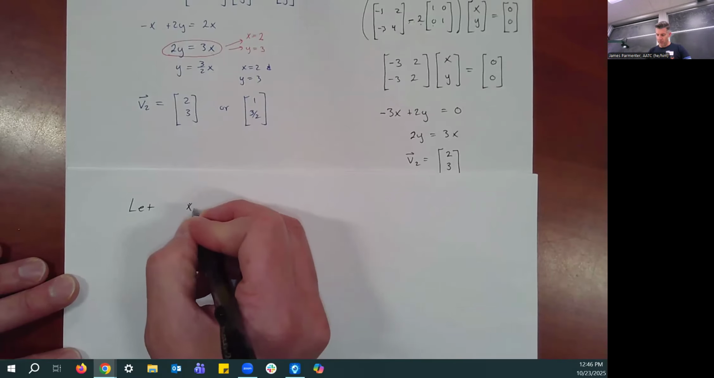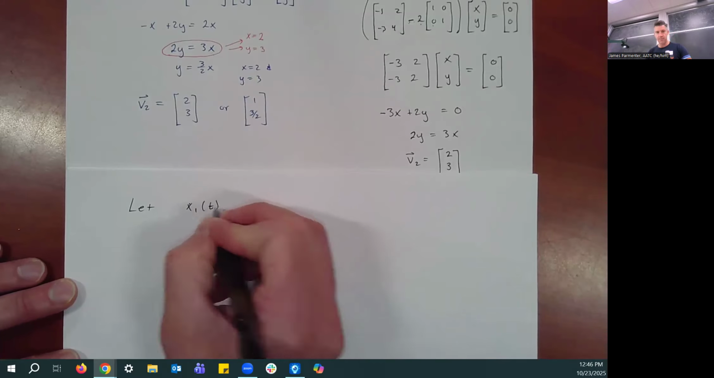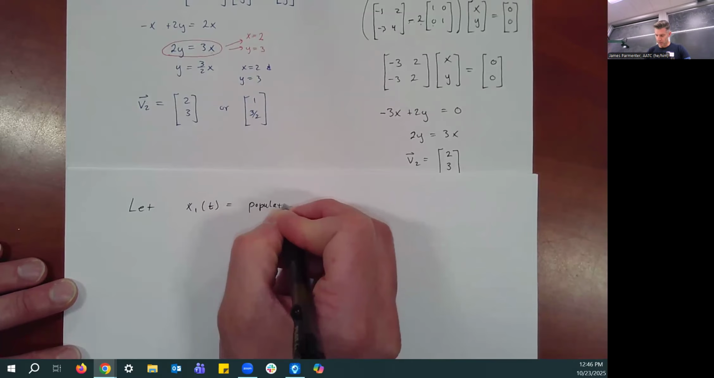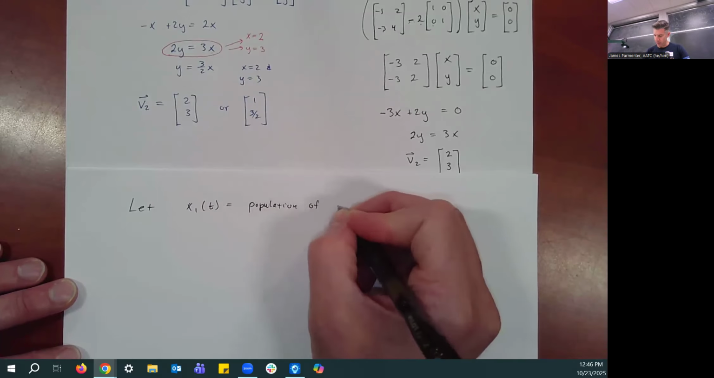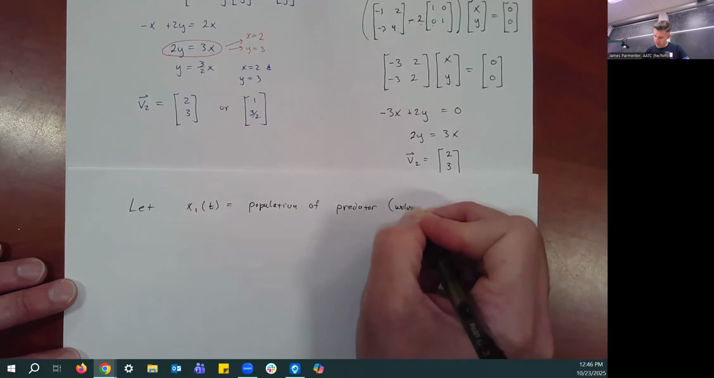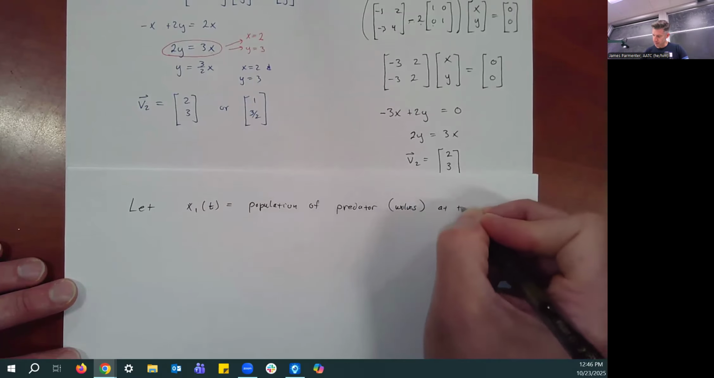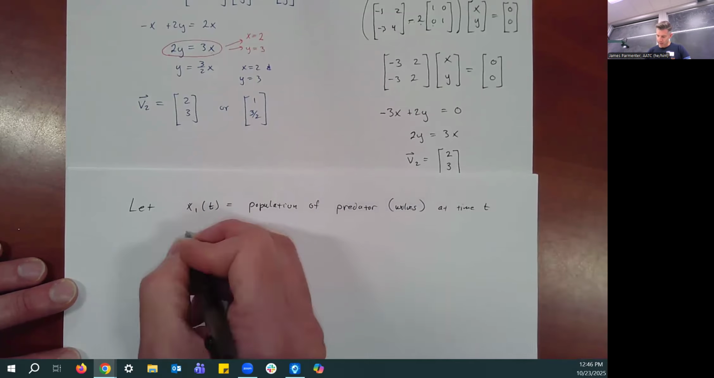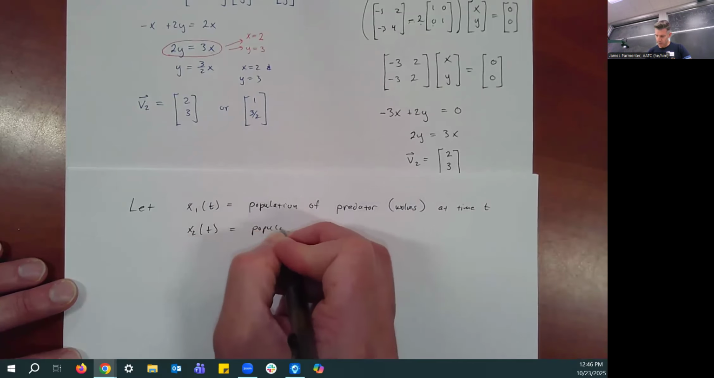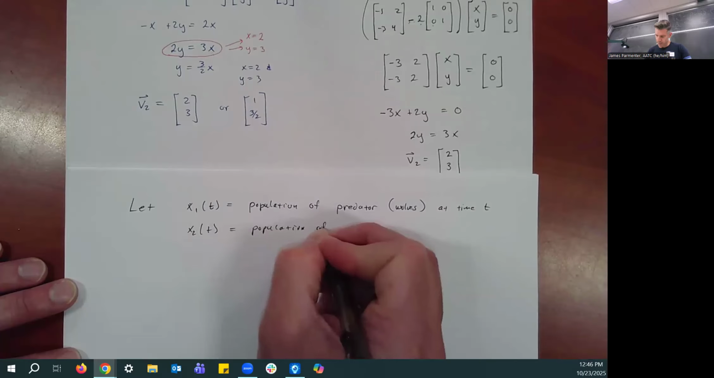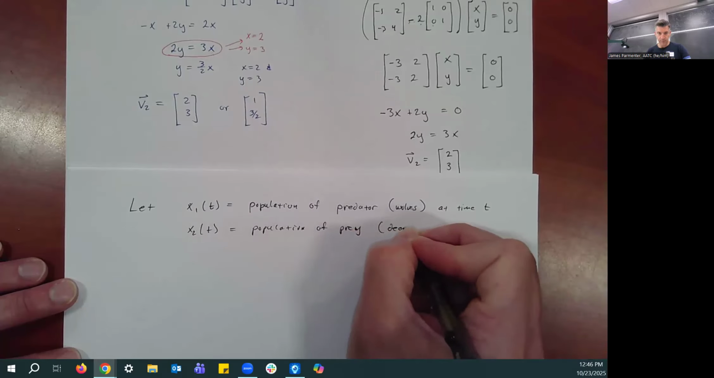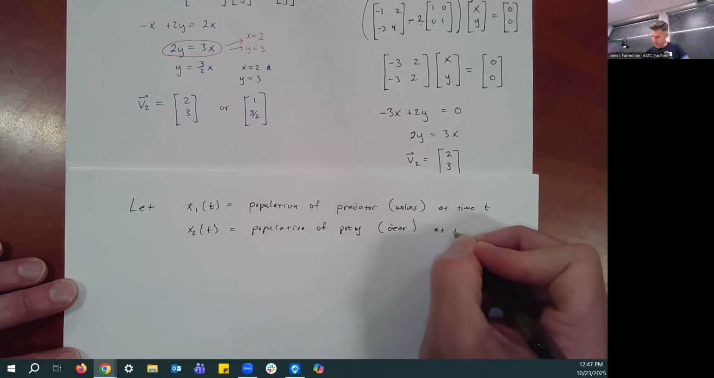We'll go back and forth. So we're going to let x1 of t equal the population of a predator, think wolves, at time t. And x2 of t is going to be the population of prey, think deer, at time t.